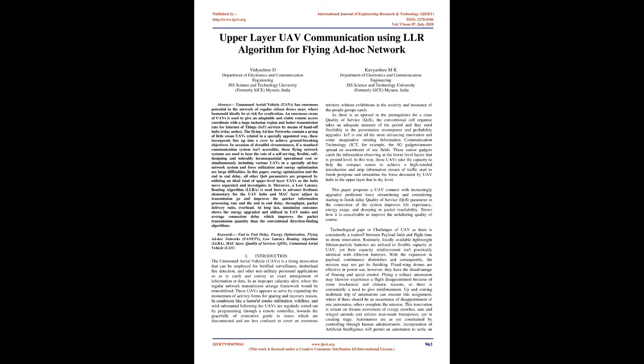Introduction. The unmanned aerial vehicle, UAV, is a rising innovation that can be employed for fortified surveillance, timberland fire detection, and other non-military personnel applications so as to catch and convey an exact arrangement of information or data. In an improper calamity alert, where the regular network transmission arranged framework would be immobilized, these UAVs appear to serve by expanding the momentum of activity forms for sparing and recovery reason.